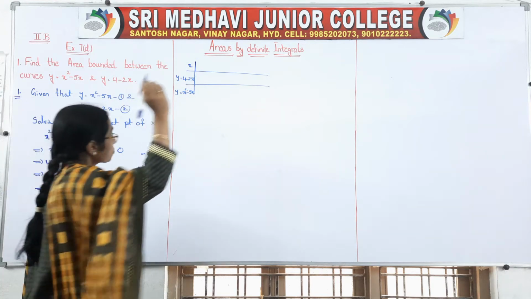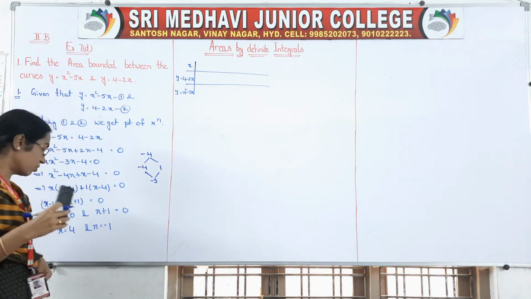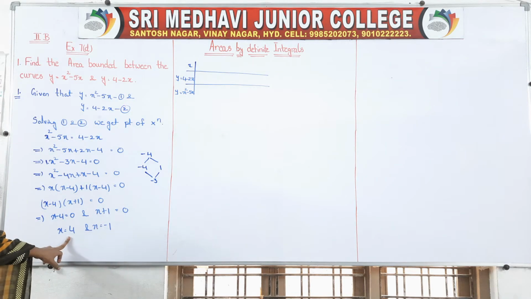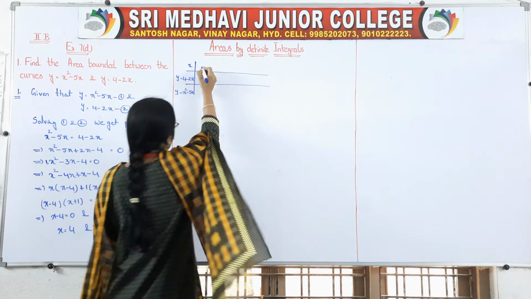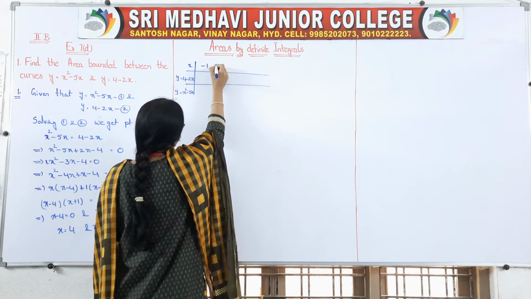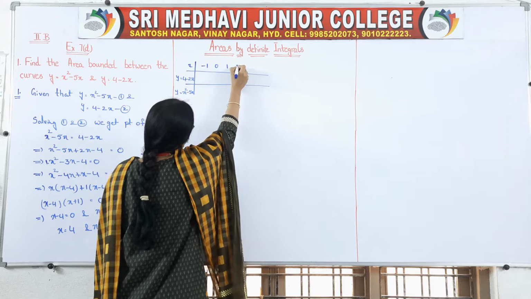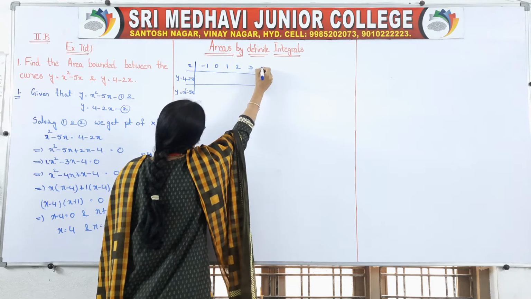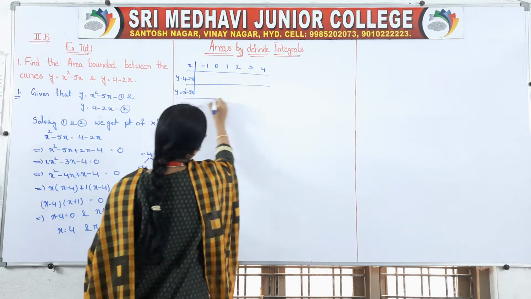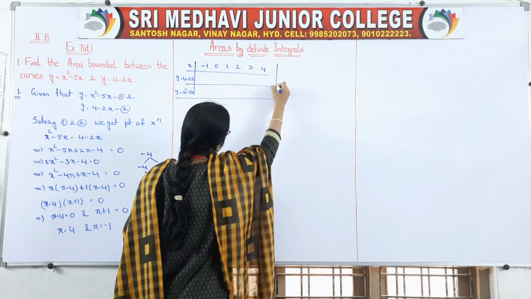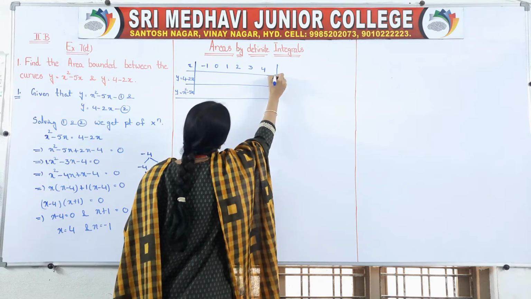Okay, so here your x values are minus 1 to 4. So it is minus 1, 0, 1, 2, 3, 4. Okay, so now you take your table like this. Okay, this is your table.